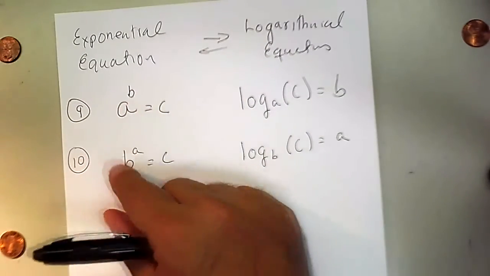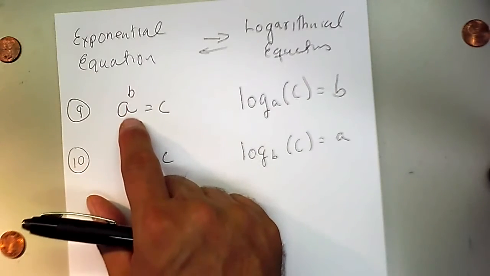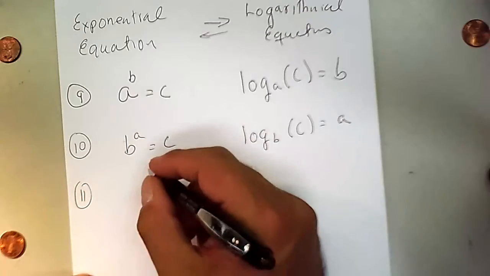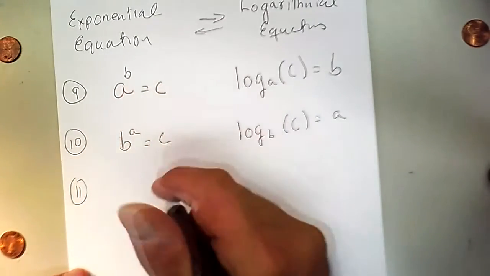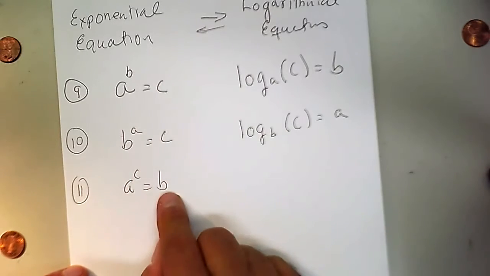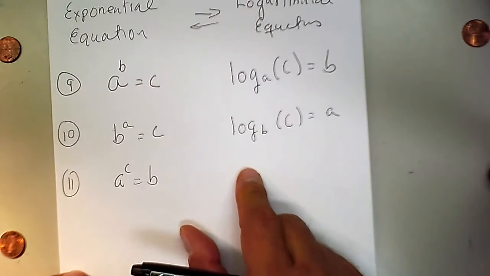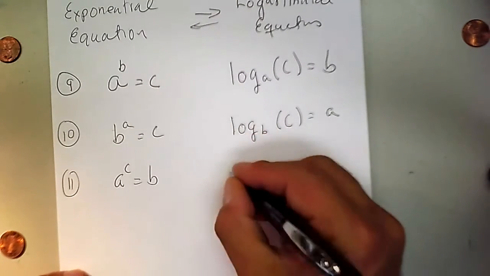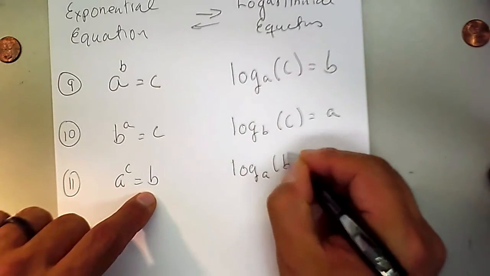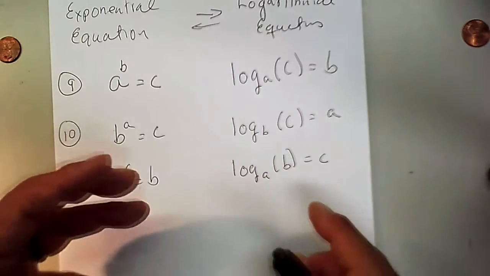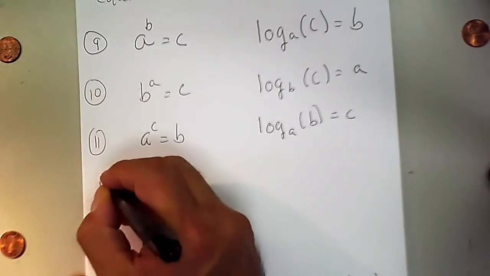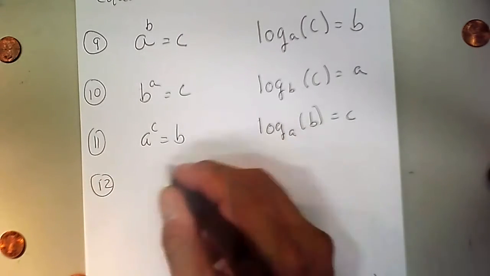And there are 6 permutations. You can put A and B and C, you can exchange, so we can come up with 6 examples total just using A, B, or C. So for instance, we can put A to the C equals B. How do we rewrite this using logarithmic equations? That would be the logarithm in base A of B equals C. So what is important is where they are, not what letters we're using. You can change the letters all day long, and you will be able to go back and forth.